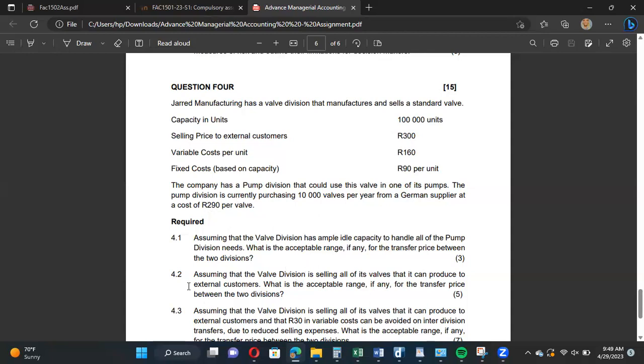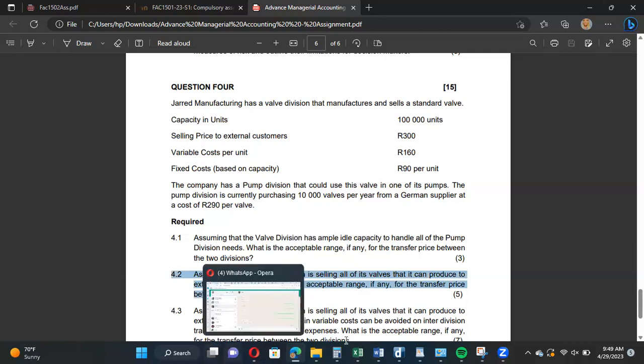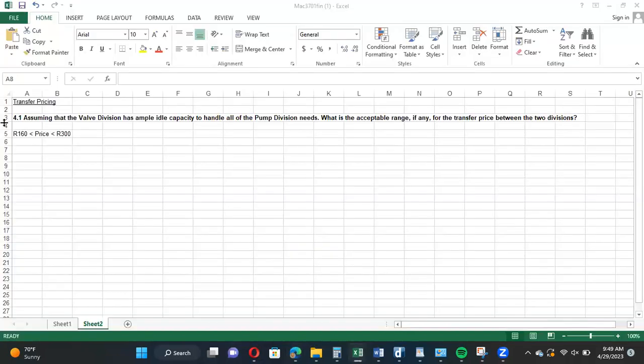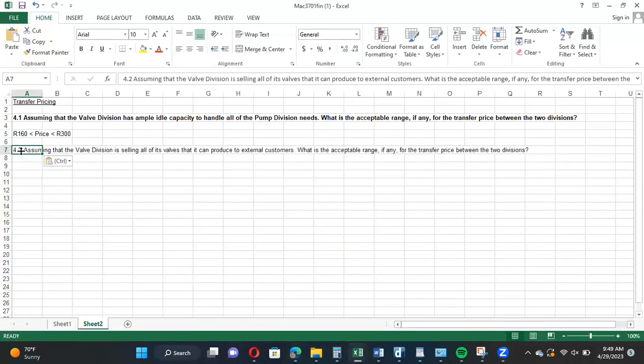All right, and then now, assuming that the valve division is selling all the valves that it can produce to external customers, what is the acceptable range, if any, for the transfer price between the two divisions? Right, so we are still dealing with that range there. But if you do have any questions, please anytime just drop me and ask.